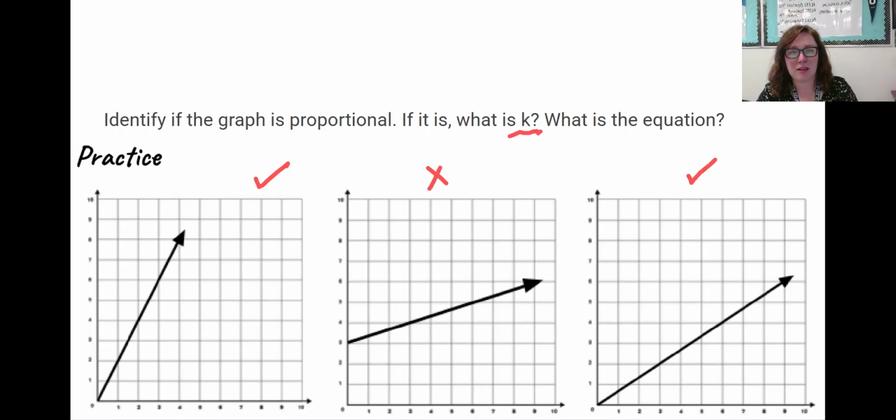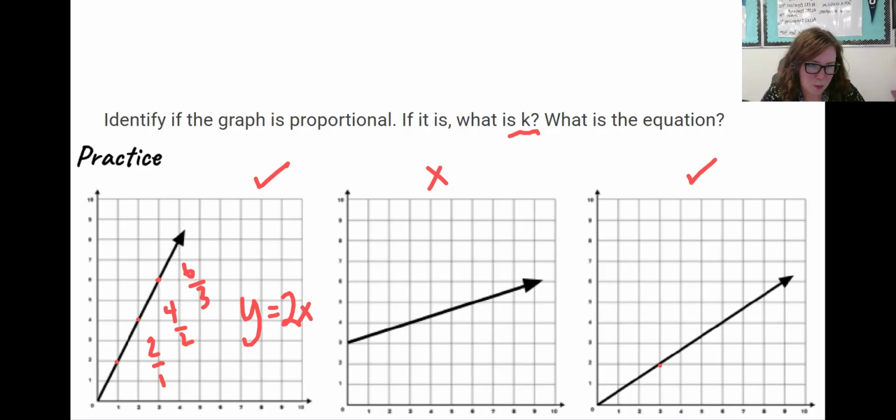Now let's go back and find the constant of proportionality and the equation. So notice how these don't have the dots. So we can find where the line crosses the coordinate plane nicely. Here we've got 2 over 1. Here we've got 4 over 2. And here we have 6 over 3. All of those simplify to 2, so our equation is y equals 2x. This one, it didn't work, so we don't have to solve it.